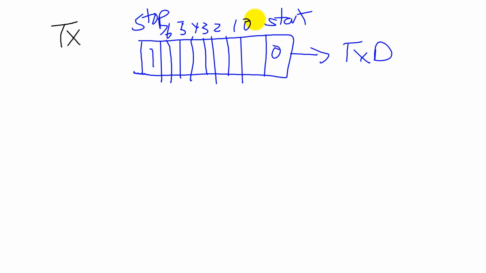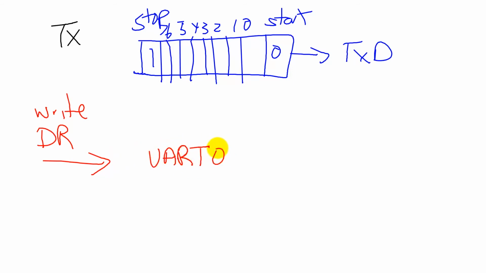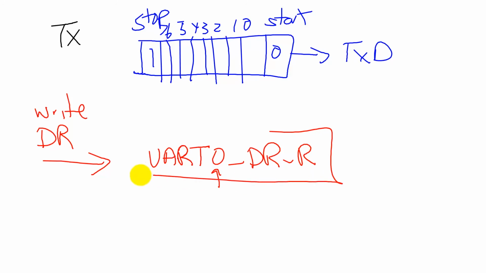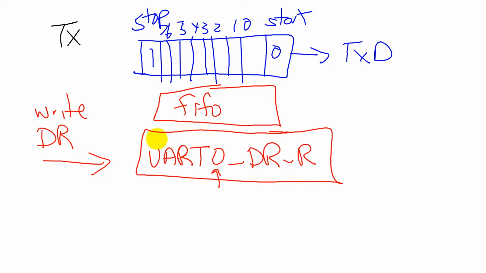To make it happen, the software will write to the data register. This data register has the name UART0 data register, where the number can be 0 through 7. The software writes to this register. These 8 bits of data are then passed through a first-in, first-out hardware FIFO and sent into the shift register.